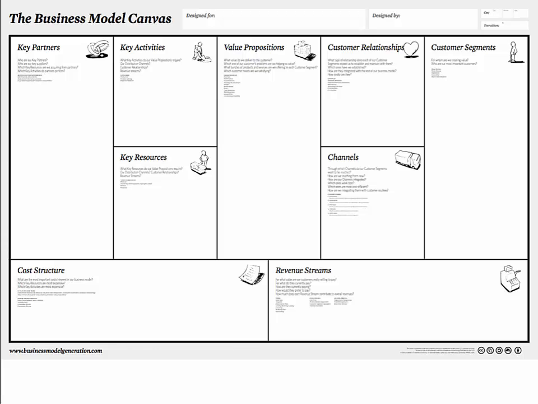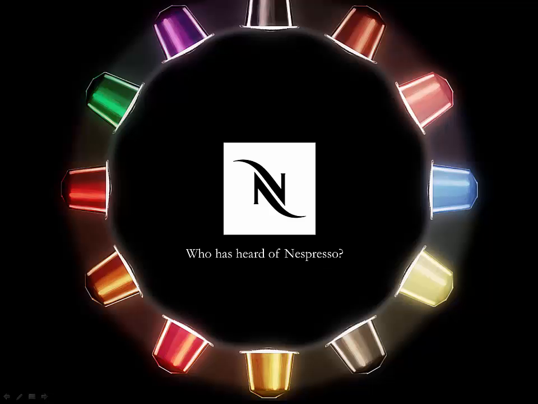You can find much more information on the business model canvas online, as well as examples for the 9 building blocks. Let's now look at an application of the business model canvas.